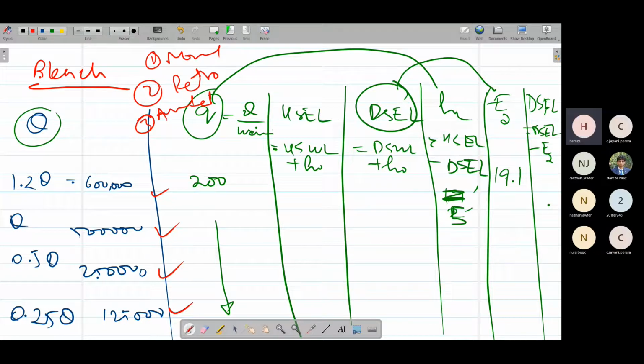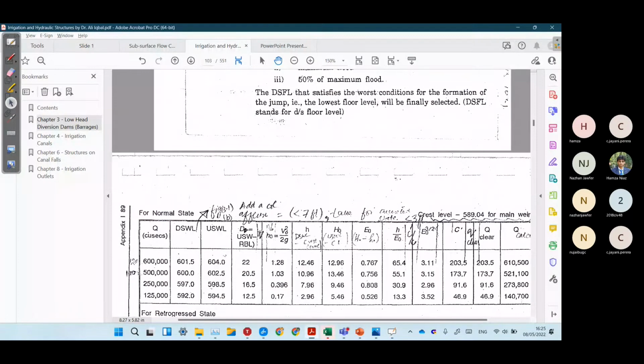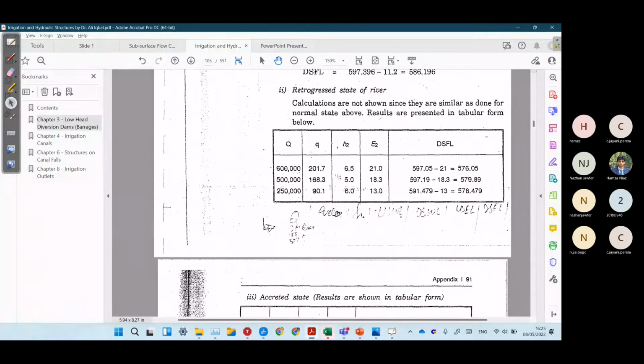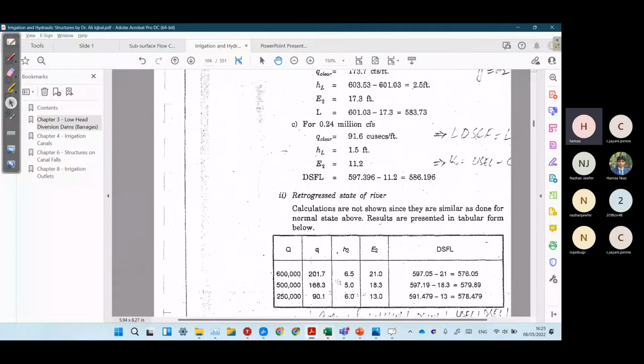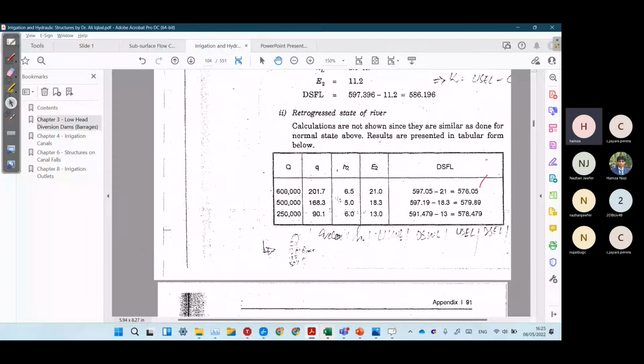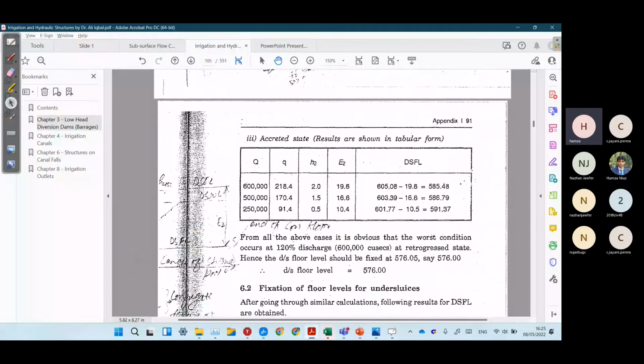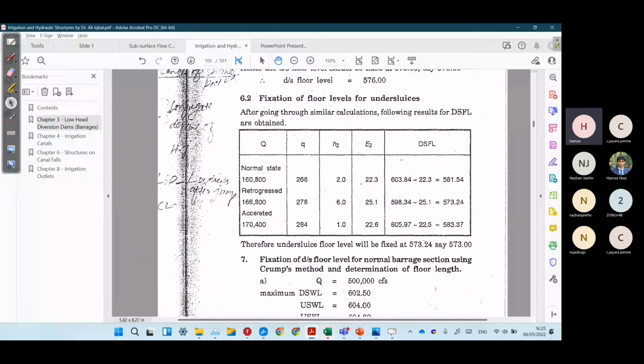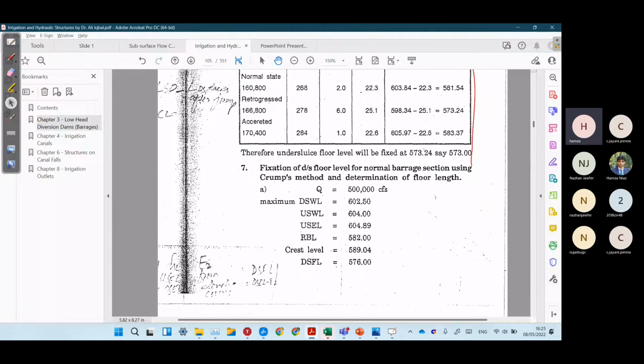All right, and afterwards we have to do the same procedure for the undersluice portion as well, like this. So they are calculated, this retrograde state like this, and accreted state like this, and this is for our undersluice portion. So we have to do this for all these portions.